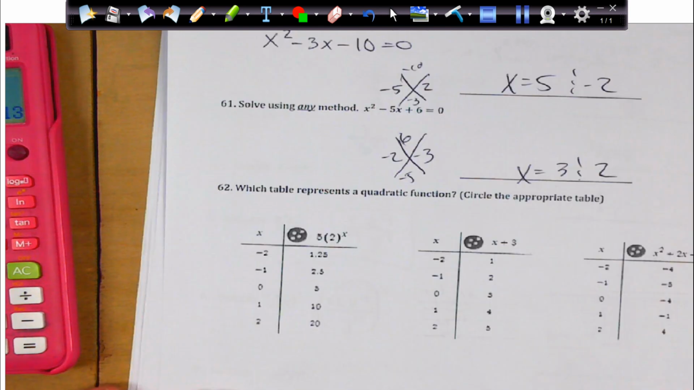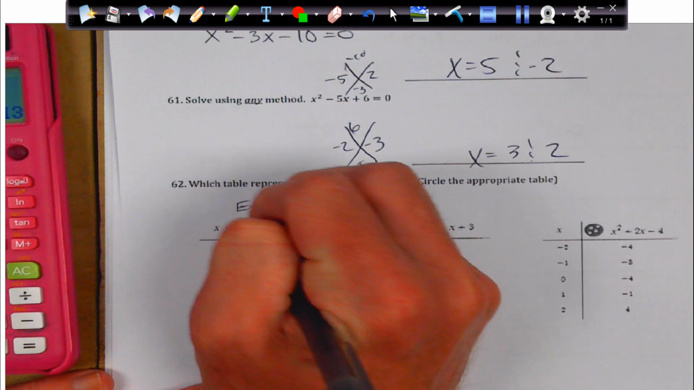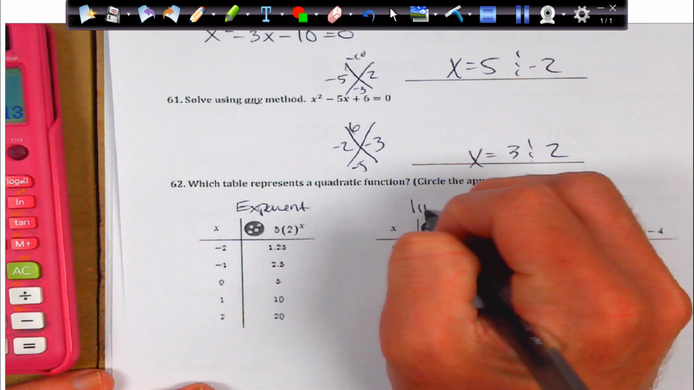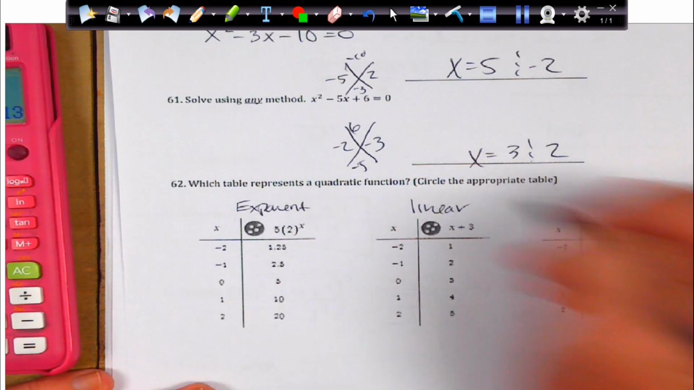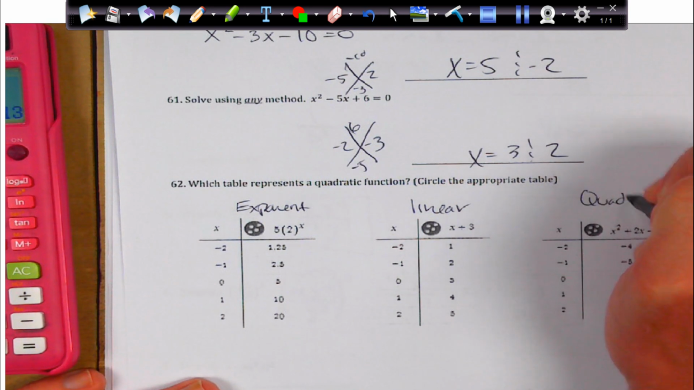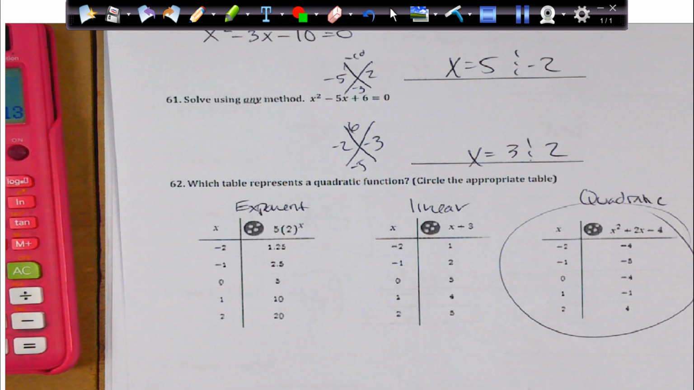So factoring, by far, fastest method. All right, this is exponential. I know that because the x is an exponent. This is linear. It's just a line. Linear. And then this is a quadratic that we are most familiar with from this last lesson. And so there is the quadratic table. All right, that is all.